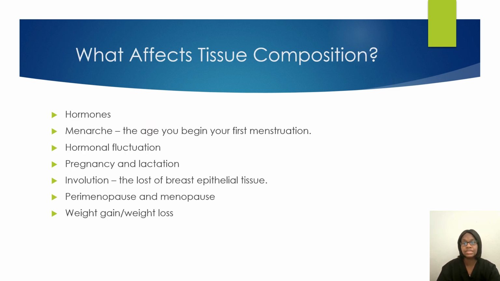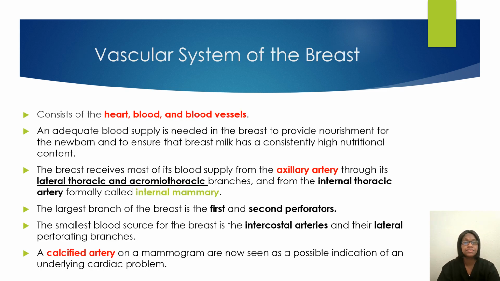So what affects our tissue composition? You have your hormones, the age you begin your first menstrual cycle, your hormones fluctuating, pregnancy and lactation, involution. You have menopause, perimenopause, weight gain or weight loss.